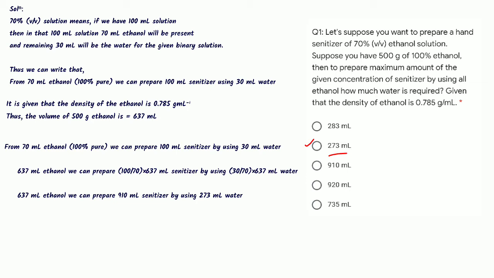Again, one more question may be asked in this question. What is water here? Is water solute or solvent in this case? You see, in this case the amount of water is less than the amount of ethanol. To prepare 100 ml of that sanitizer, we have to add 70 ml ethanol with 30 ml water. So the amount of water is less than the ethanol. So ethanol will act as the solvent here, and water will act as the solute.